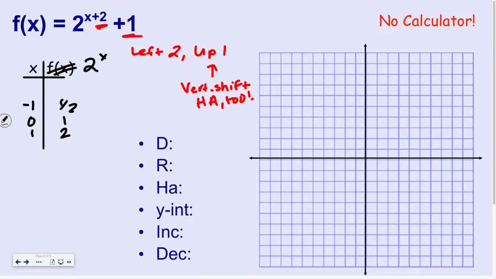So I'm just going to plot those points: -1, 1/2; 0, 1; 1, 2. Quick little sketches of them. For any of these parent functions, 2^x, 3^x, 4^x, the horizontal asymptote would have been the x-axis, y equals 0. But now everything has to be moved left 2 and up 1. So left 2, up 1, left 2, up 1, left 2, up 1. And in addition, I'm going to move my horizontal asymptote up 1.